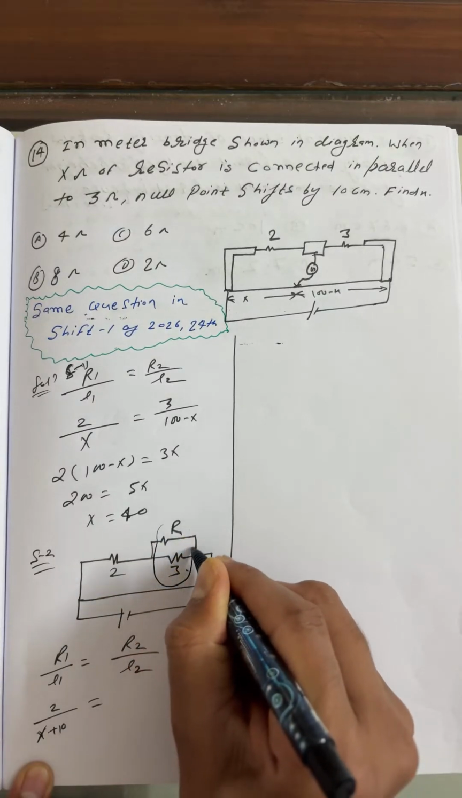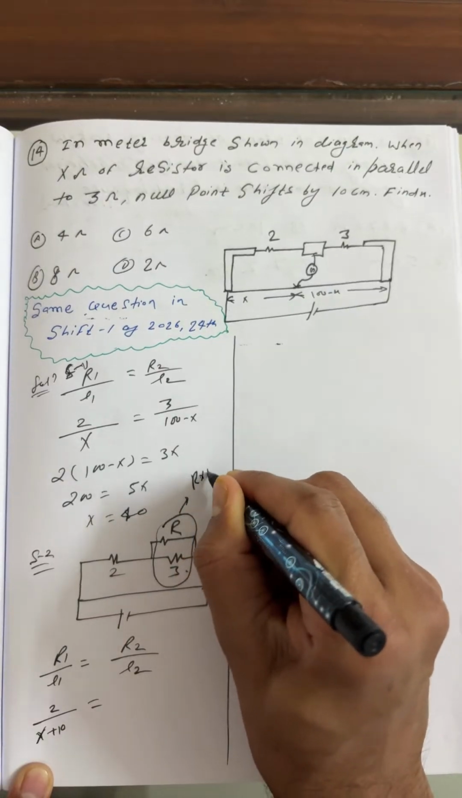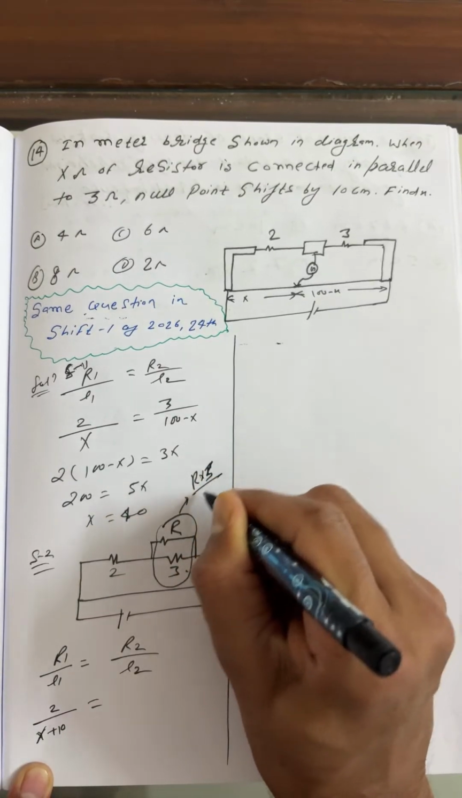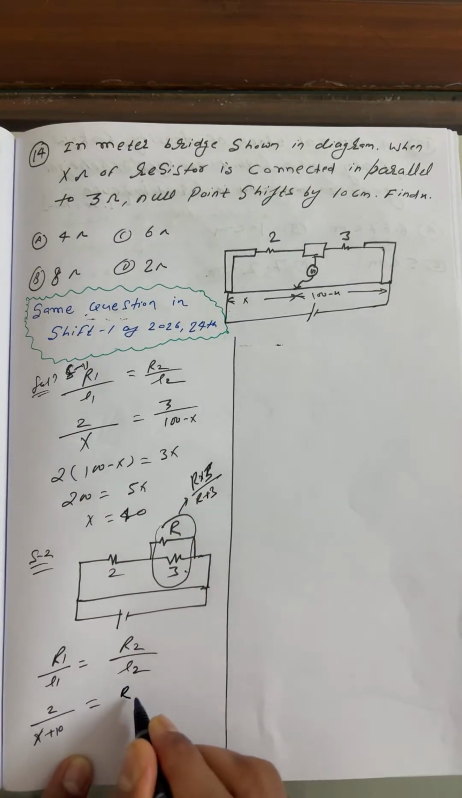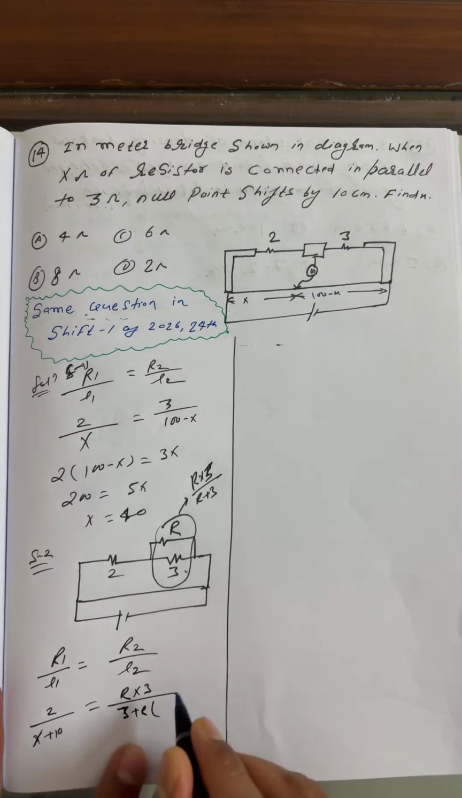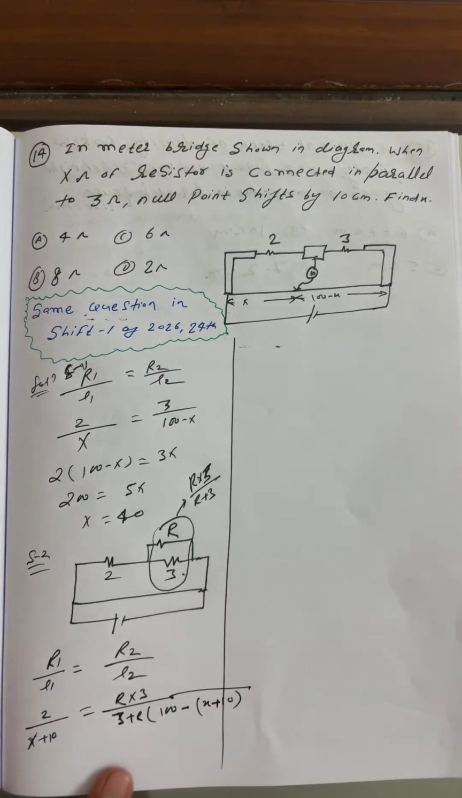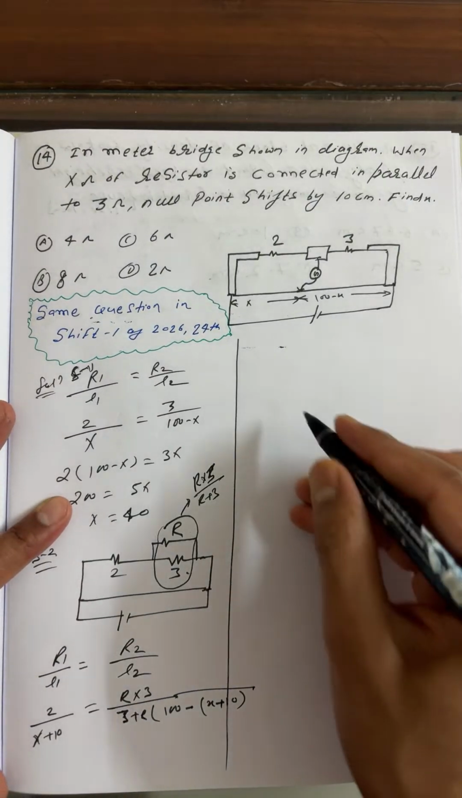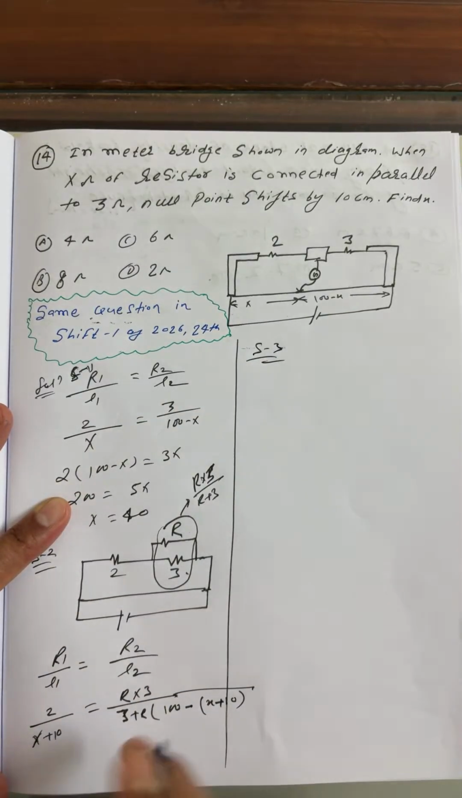If we have two resistors in parallel, you can replace R1 and R2 with R1 R2 upon R1 plus R2. So this is R into 3 upon 3 plus R, into L2 beta, which is 100 minus X plus 10. Further, you can solve it. This is the calculation of these questions.